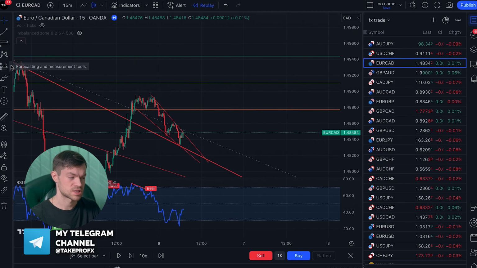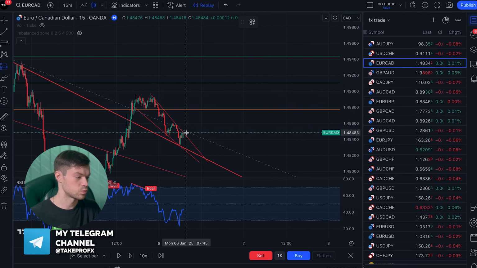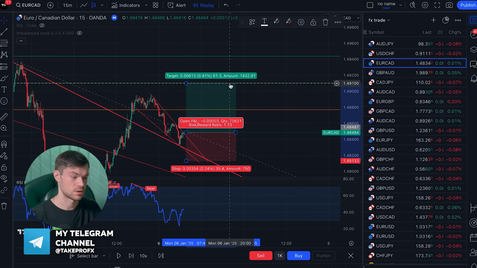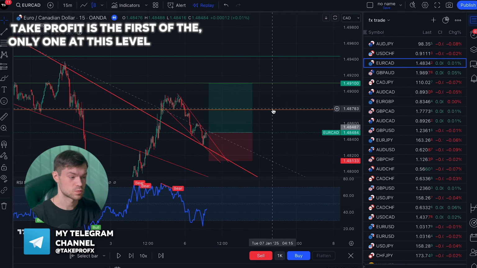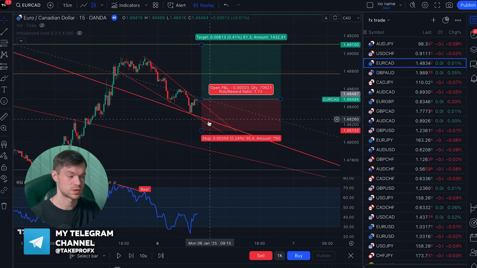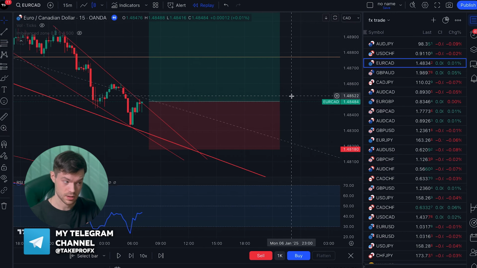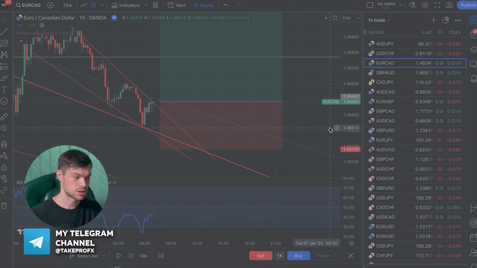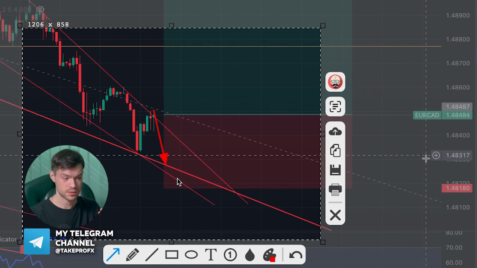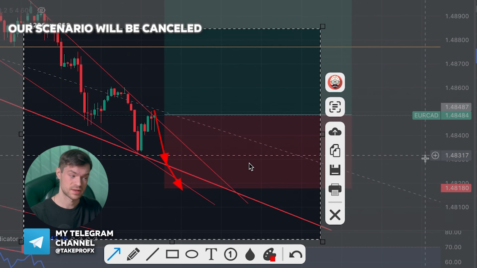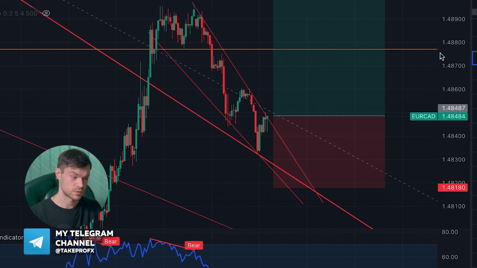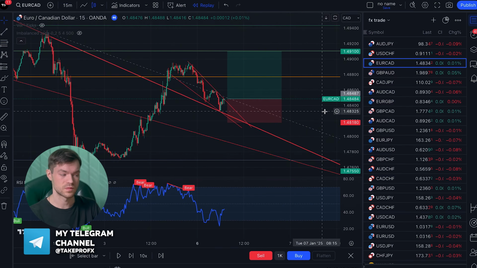Let's now open a long position tool. I will put my entry point at this level. Take profit is the first and only one at this level. So now we need to move the stop loss in such a way that the risk reward will be 1 to 2. Our stop will be at this level, which means that if we go back behind this trend line, our scenario will be cancelled, because after the breakdown we will not have any return to the level of 0.5 on Fibonacci. Most likely we will go further.